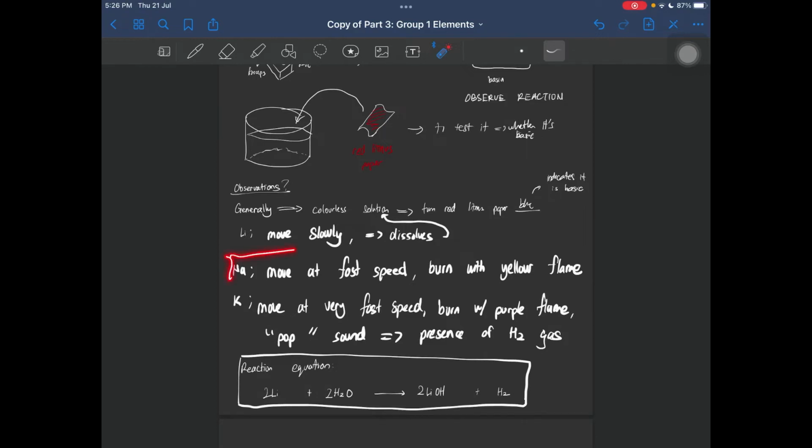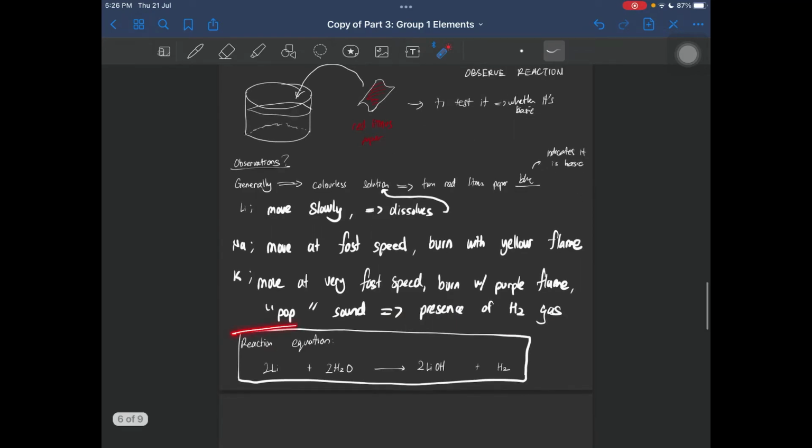For sodium, it's more reactive, so it moves at a fast speed and burns with a yellow flame. For potassium, it is much more reactive, so it's going to move at a very fast speed and burn with a purple flame, and also produce a pop sound, which indicates the presence of hydrogen gas. Okay, and here's the reaction equation. So 2 moles of the alkali metal will react with 2 moles of water to form 2 moles of the alkali metal hydroxide and 1 mole of hydrogen gas.